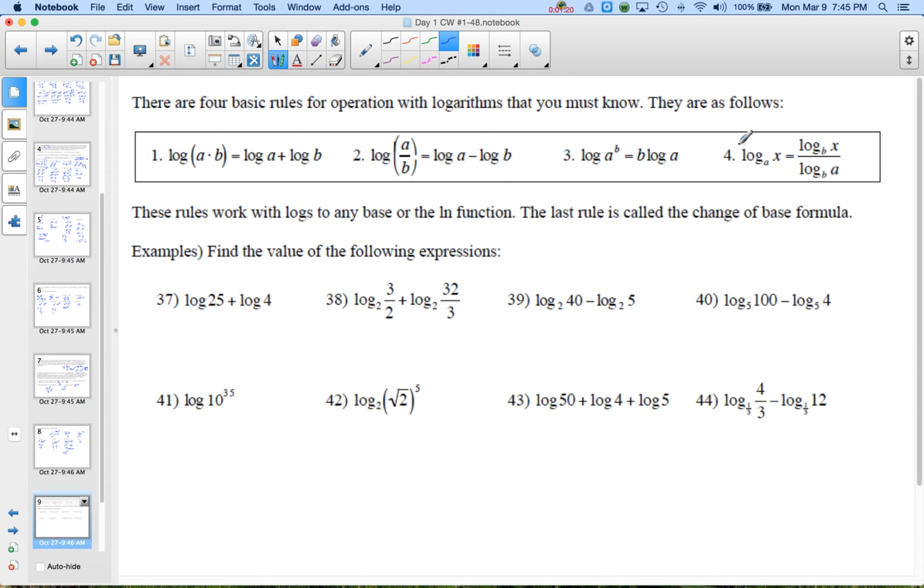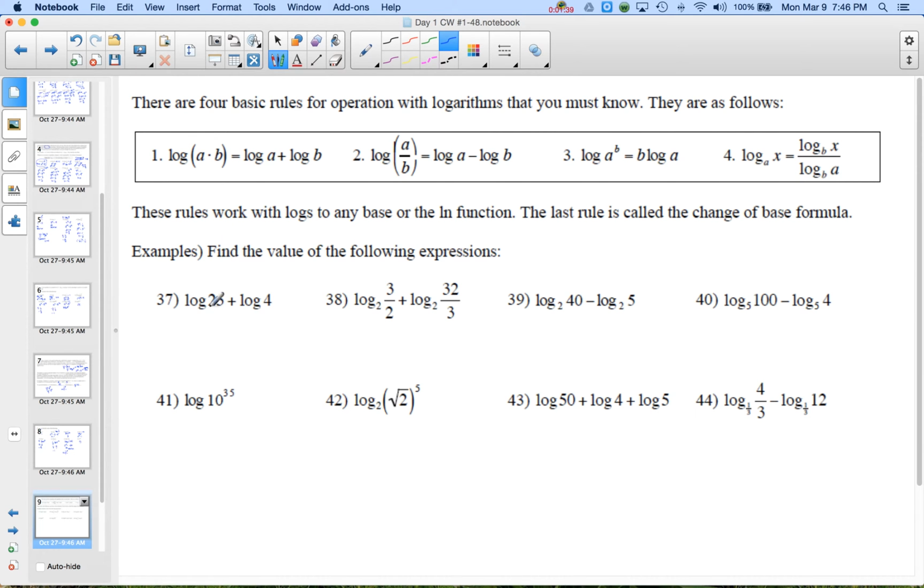And this is called the change of base rule. This used to be even more important before our calculators could evaluate logs in any base. I'm going to show you how your calculator can do the log in any base, but sometimes it's handy to know that change of base formula. So, how you would use those.